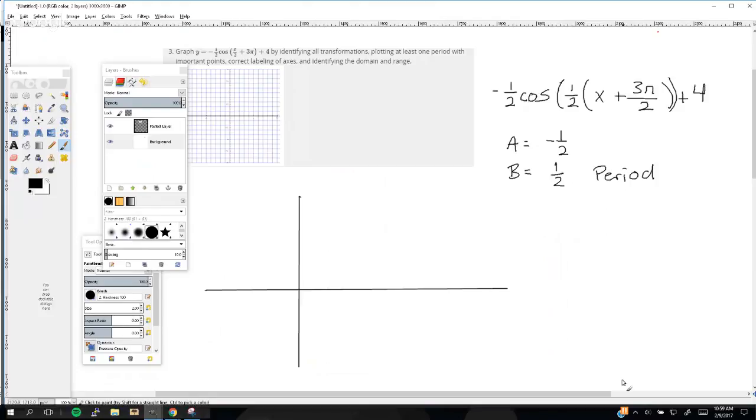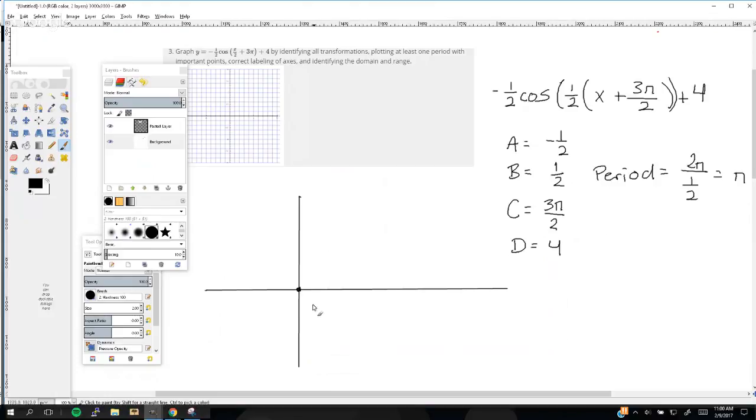I'm just wondering if it's 3 pi over 2 if you pull the half out. Yeah, it is. So c would be 3 pi over 2. And then if you do 2 pi divided by 1/2, it should be pi, and d is equal to 4.